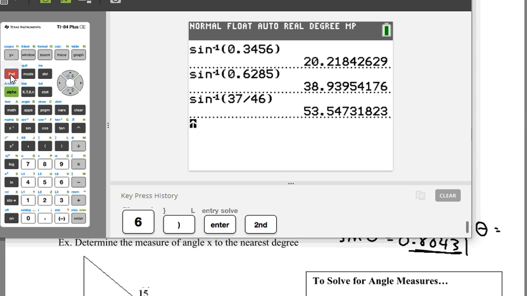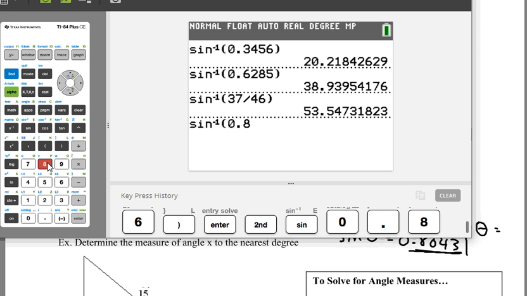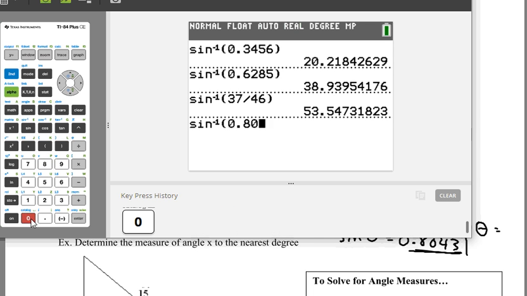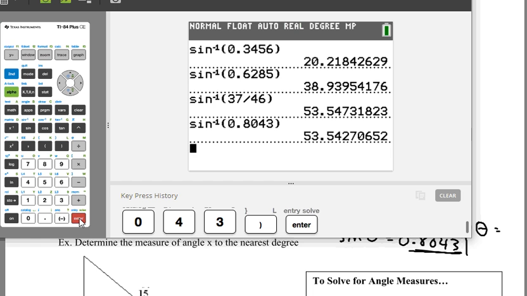If, though, I did the same thing, second sine, and I used the decimal value that we had, which was 0.8043, what do we get? We get the same angle size, 54.